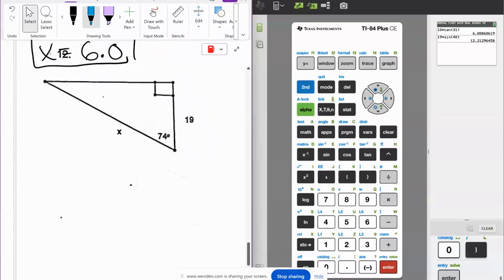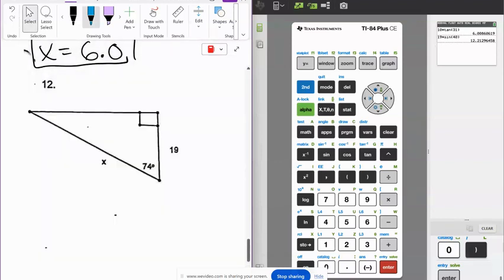All right, next one. Number 12. So here again, we're doing the same process. Everything is in reference to the 74. What is 19? Opposite, hypotenuse, or adjacent? Adjacent. What is x? How do you know that it's the hypotenuse and not the adjacent for x? Good, because it's across from the right angle. That's how we know it's the hypotenuse. So which trig function are we using this time? Cosine. Cosine of what? 74. So cosine of 74 is the adjacent, which is 19, over the hypotenuse, which is x.